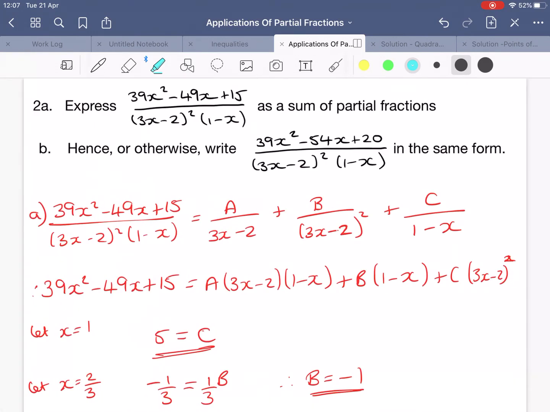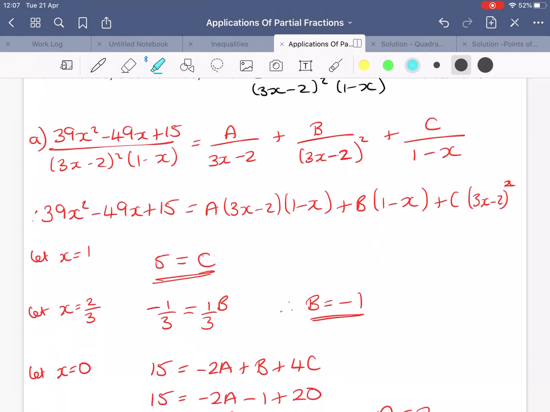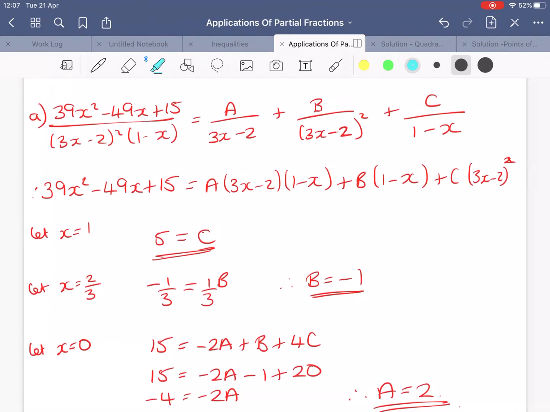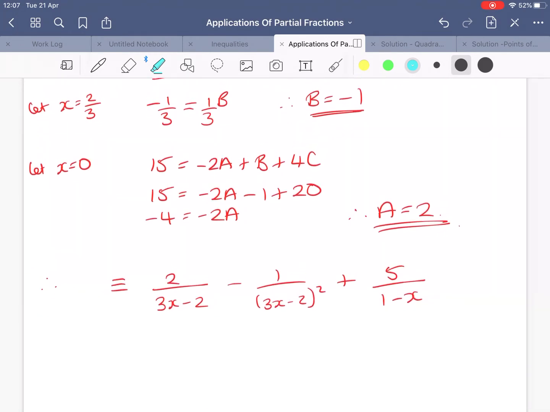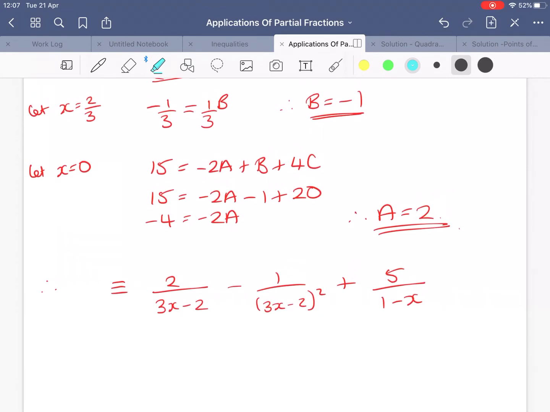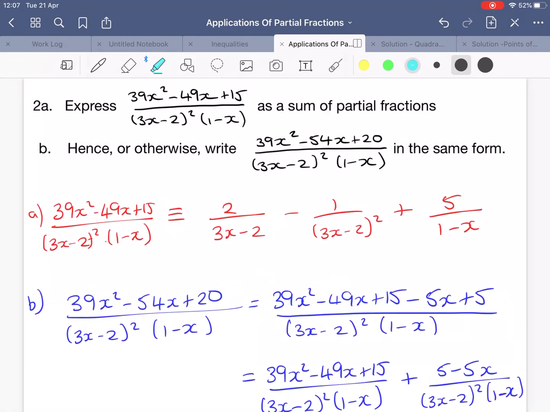Right, now second one, bit more complicated because obviously it's a harder partial fractions to begin with, so this is definitely a lot more typical of what you would find in an exam. First part, again, exactly the same way as normal, so you should have had that fraction equals 2 over 3x minus 2 minus 1 over 3x minus 2 squared plus 5 over 1 minus x. Then we go on to part B.